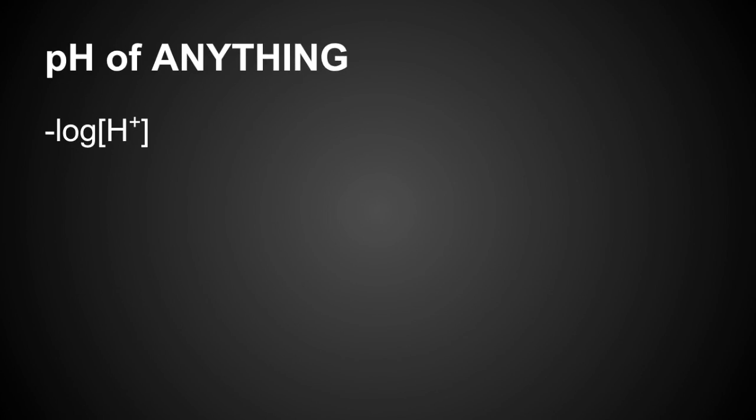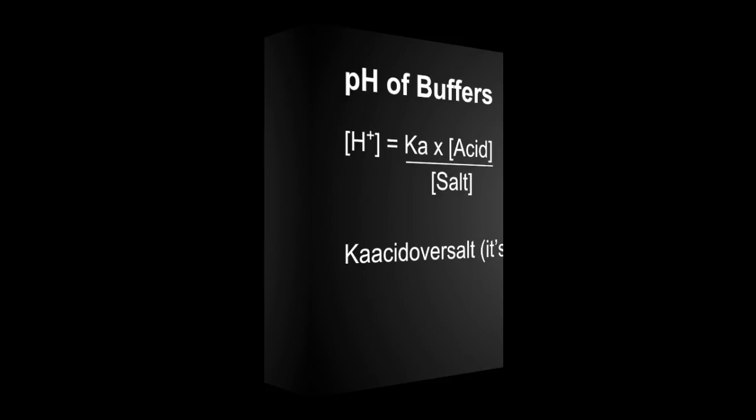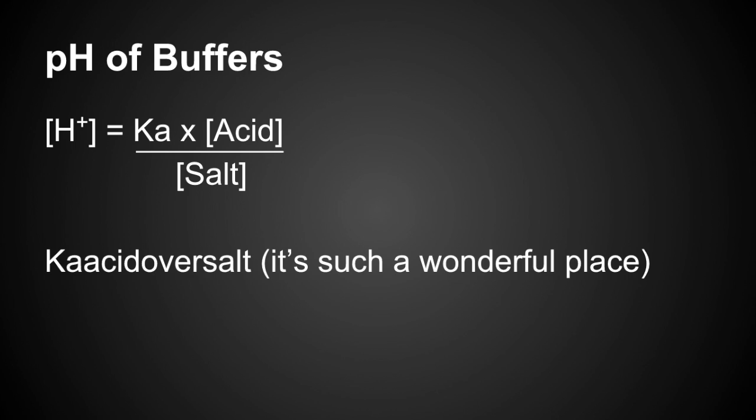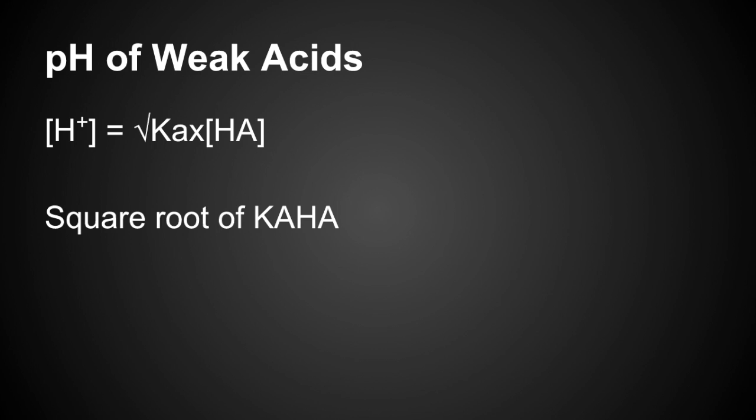pH of anything is minus log of the hydrogen ion concentration. The pH of buffers, so the H plus concentration is acid over salt, and then you would obviously minus log that. The pH of weak acids, the H plus concentration is the square root of Ka multiplied by the HA concentration, so square root of Ka is the way I remember it.